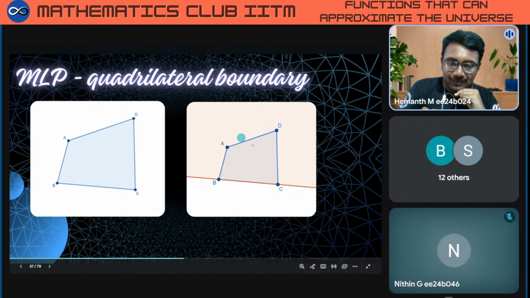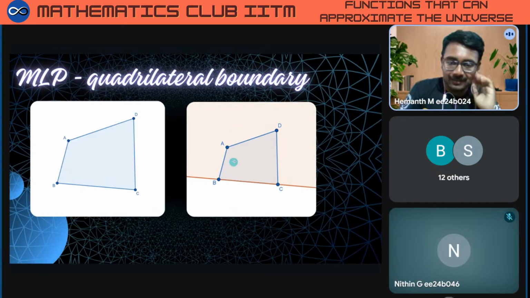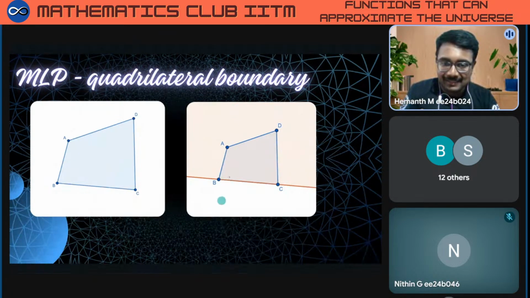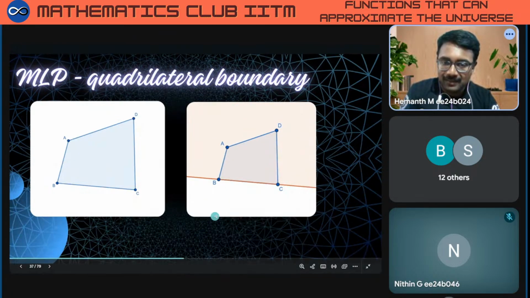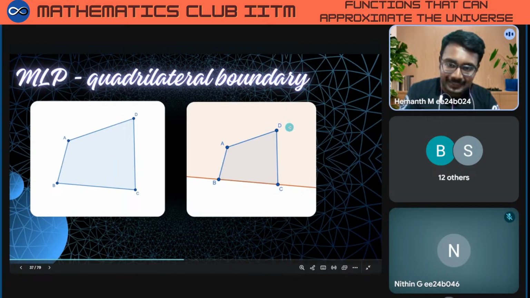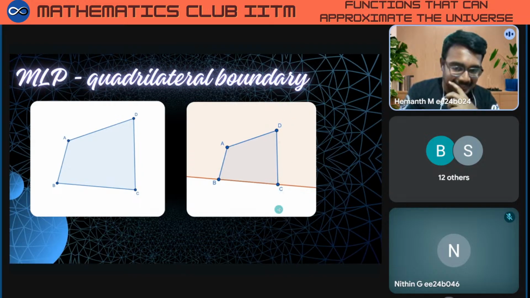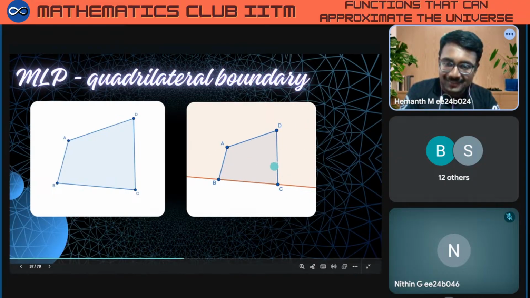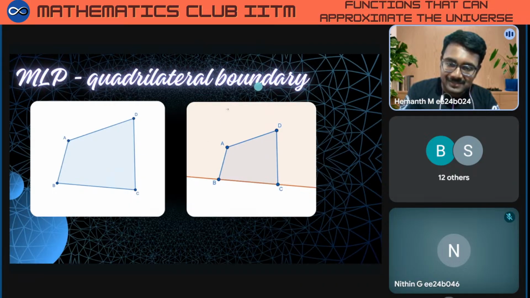Then we can extend the same argument with another perceptron that has learned the side AB, another which has learned side AD, and another which has learned side DC. This AB perceptron will output 1 when you are on the right side of AB. AD will output 1 when you're below AD, and DC will output 1 when you're on the left side of the line DC.